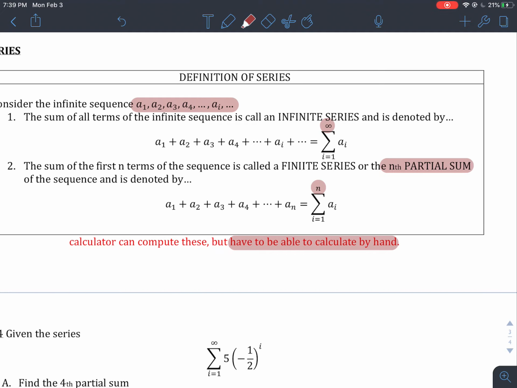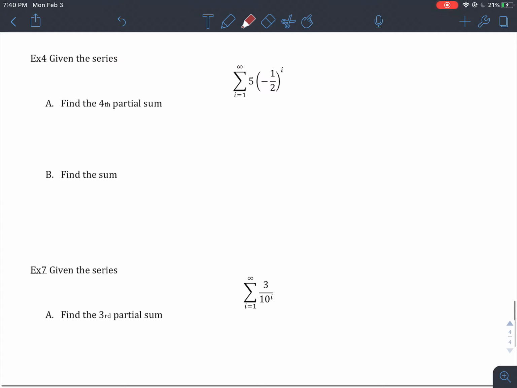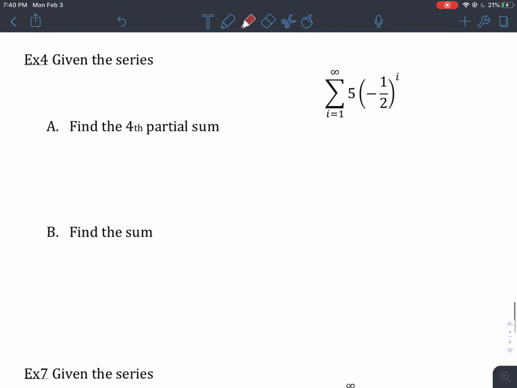Your calculator technically can't do infinite sums, but you can sort of trick it a little bit by using an upper bound of larger and larger values. And it'll give you a pretty close approximation. And for some sequences, it'll actually give you the total sum. But again, you have to be able to calculate this by hand. So that's what we're going to do. We've got two examples. For each example, we're going to find a partial sum and the total sum of our infinite series. So in each of these, we have our summation notation written out.